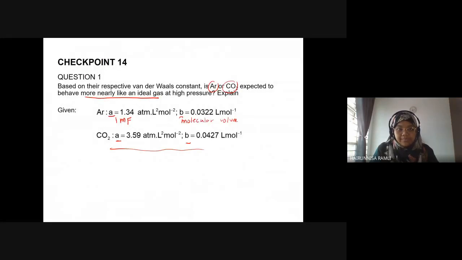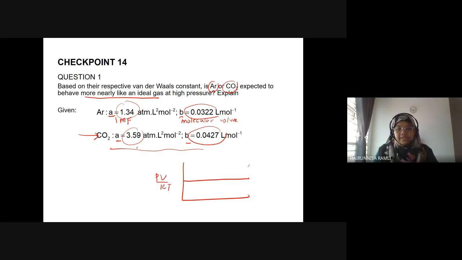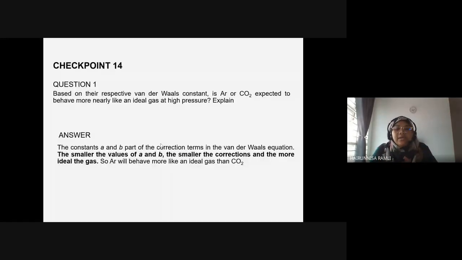Okay, kalau correction tu lagi besar, ni kan besar, you compare 1.34, 3.59, 0.032 dengan 0.047. So of course CO2 lagi besar. Lagi besar, you imagine kalau ada graph tadi yang PV over RT tu, okay, ideal gas is straight line. So this is ideal gas. Dia equals to 1. Okay, so maybe ada deviation satu kat sini, satu lagi kat sini. Which one? Okay, so kita akan nampak yang lagi besar adalah referring to CO2, yang lagi kecil adalah referring to AR. So AR ni lebih menghampiri ideal gas.